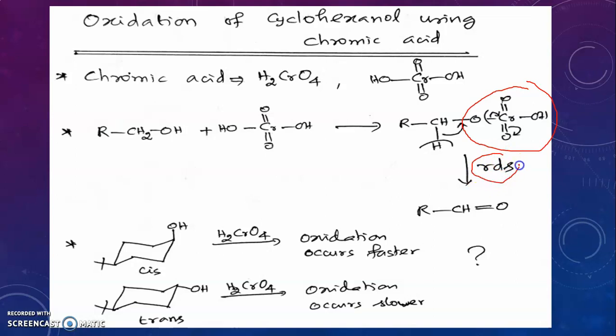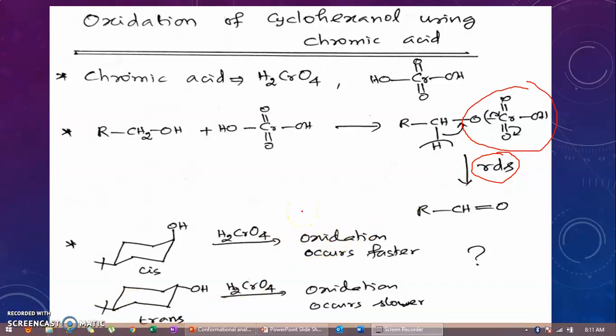Very, very important. See this. Viewers, this is very important. In a reaction, you should know which is the rate determining step. Without knowing this, it is very difficult to understand conformation and reactivity. Are you clear? Now, in the oxidation of alcohol using chromic acid, this step is the rate determining step. Are you able to follow?